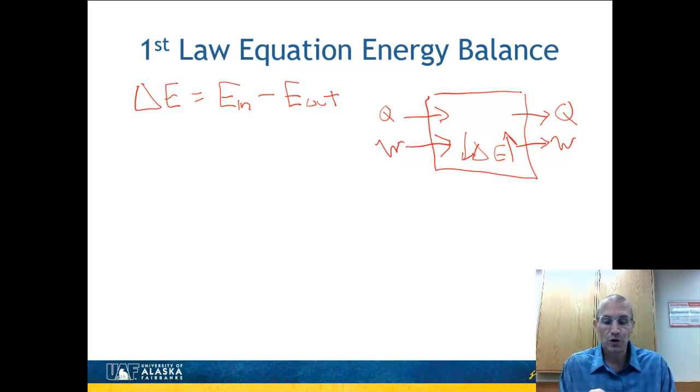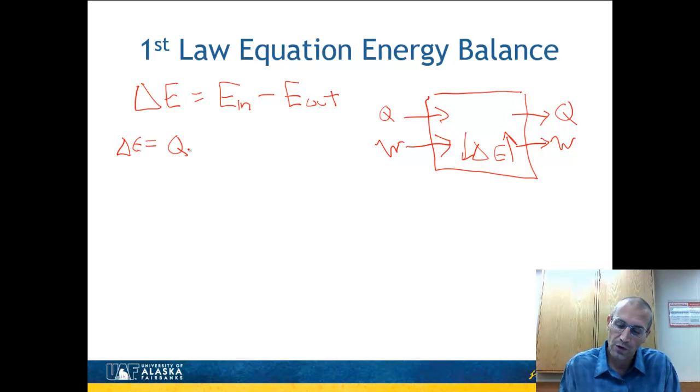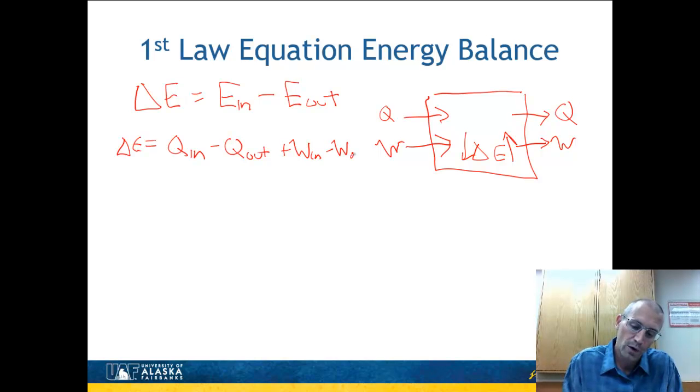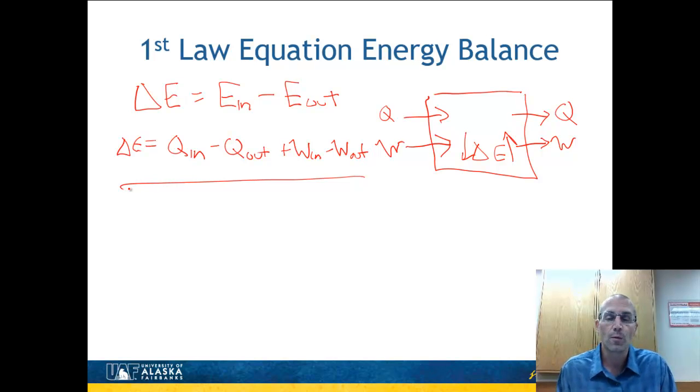Let's go ahead and put these Q terms over to the right-hand side of this equation. So I have the change in energy is going to be equal to the heat transfer that goes in minus the heat transfer that goes out, plus the work that goes in minus the work that goes out. So this right here is a formal writing of the first law of thermodynamics.